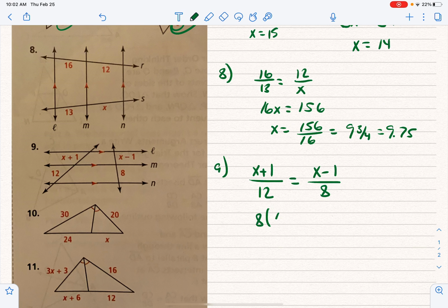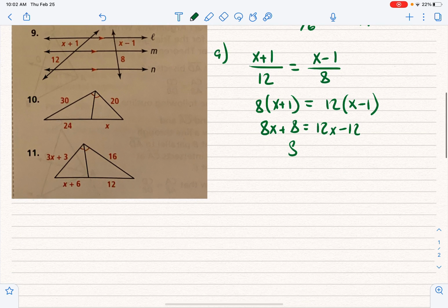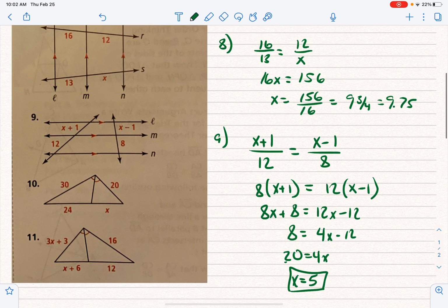You cross multiply. Now, this is where, if you're going to make mistakes, this is usually where people make them, because they forget to distribute. This should be 8x plus 8 equals 12x minus 12. You can subtract 8x from both sides, and we get that 8 is equal to 4x minus 12. Add the 12 to both sides, and you get 20 is equal to 4x, so therefore x is 5. Okay? And that's what we would have.